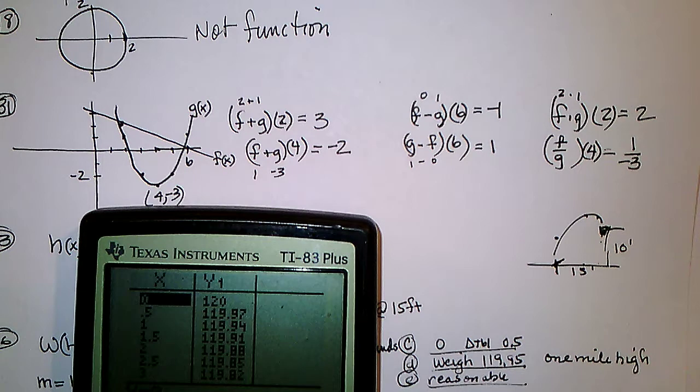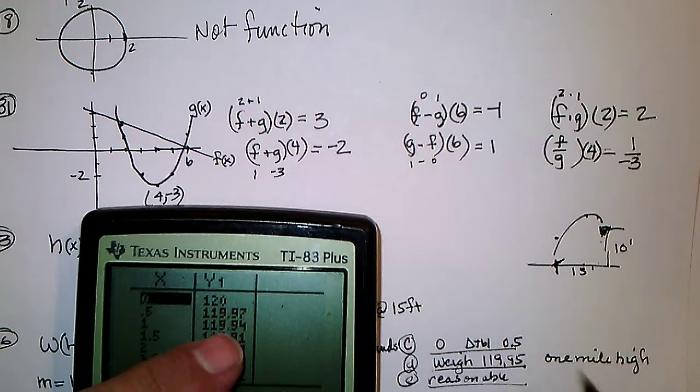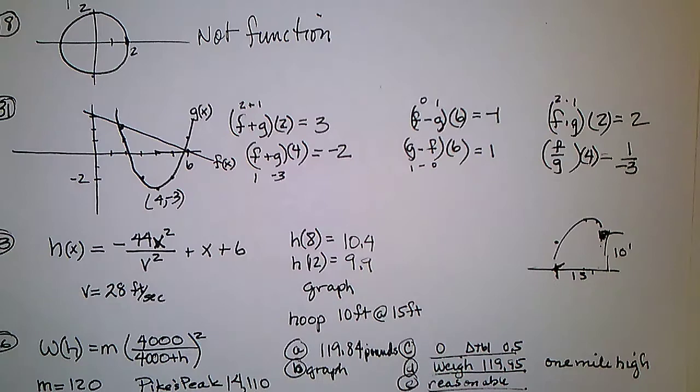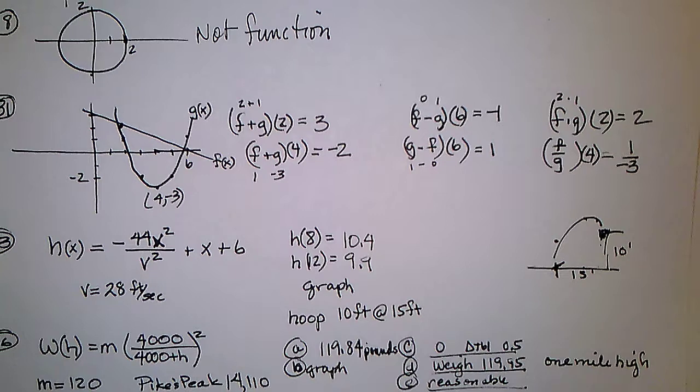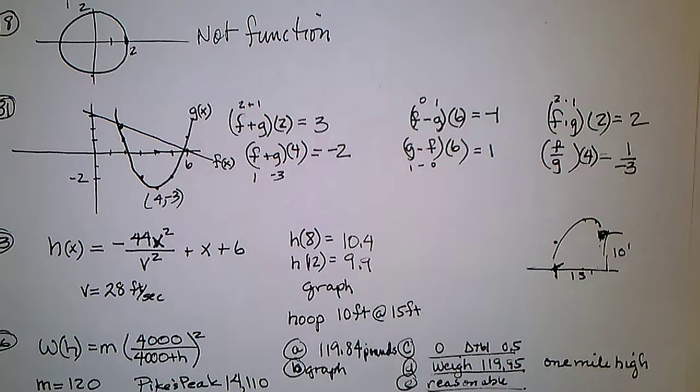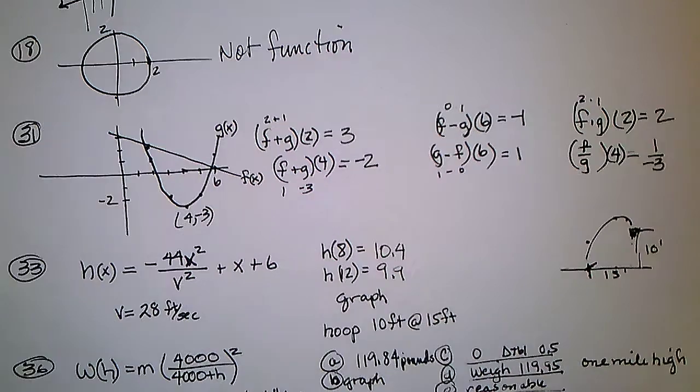And is this reasonable? Yeah, you don't lose that much weight. Go a mile high, you're only down by 0.05 of a pound, half of a tenth of a pound. Okay. Now, those of you who used this for H and not this divided by 5,280, you got unreasonable answers. And now, the final problem.